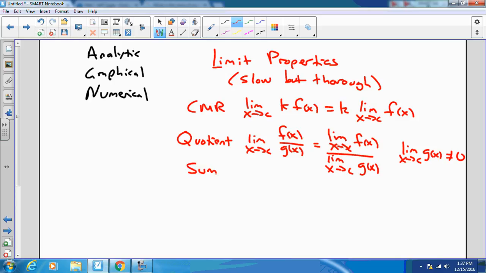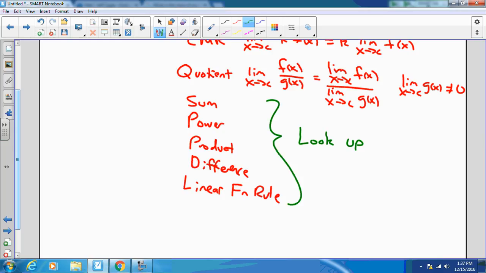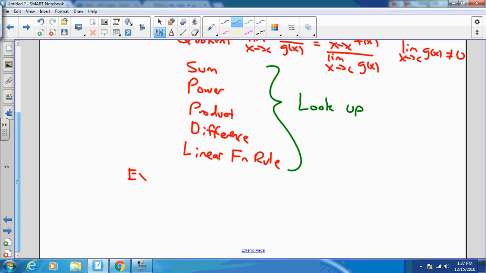So in addition to the constant multiple rule and the quotient rule, we had the sum rule, power rule, product rule, difference rule. We had a constant rule and an x rule, or a linear function rule. I'll just write linear function rule. And you should look all those up in your notes or the book to make sure that you got the strict legal language of those.